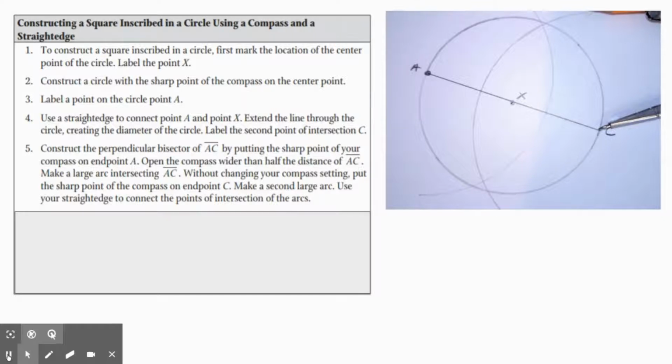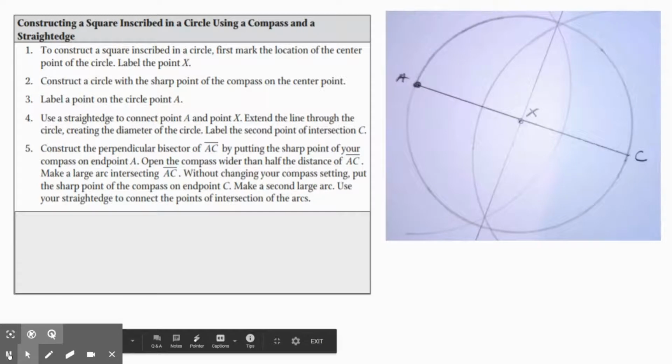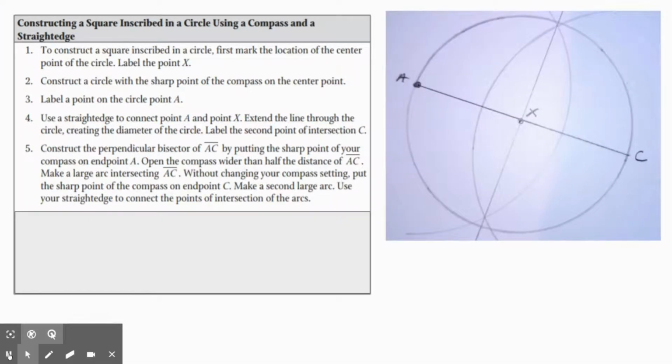Now we have to be careful in this next step. We have to look, where are the arcs intersecting? I've highlighted where the arcs are intersecting, and notice how close they are to where the circle is. Now this really depends on how big you made your radius. Maybe your arcs will be intersecting outside the circle, and then sometimes it might even intersect on the circle. What we're going to do now is draw a line through the intersections of both of the arcs.